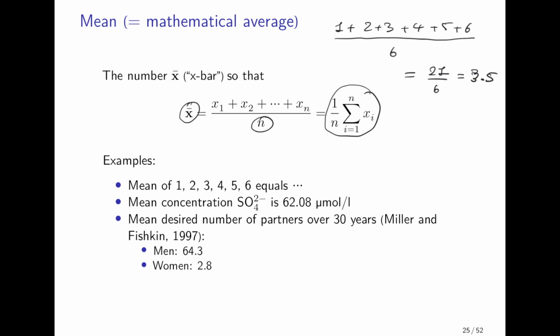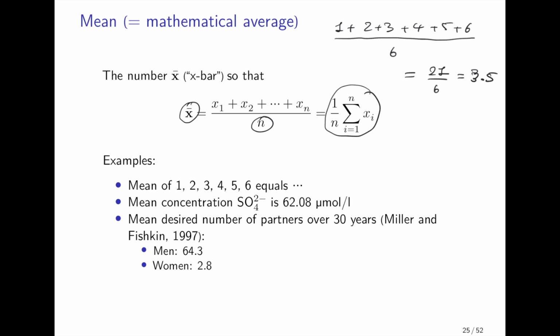So they just asked a bunch of people, men and women, how many partners do you think you will have or would you like to have over the next 30 years? And I can imagine that most people said 1, maybe 2, 3. Those would be my guesses for typical values. But now if you look at the mean number of desired partners for men versus women, then you see some really weird numbers. So women report on average desiring a number of 2.8 partners over the next 30 years.